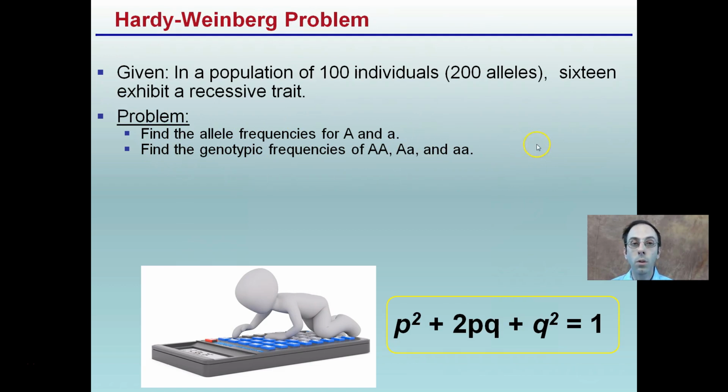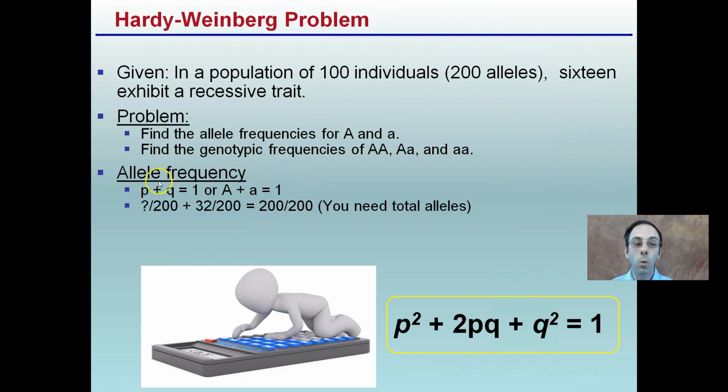In this video, I'm going to go through this stepwise process to help you gain some experience. So the allele frequencies we want to calculate first. How are we going to go about doing that? Well, p plus q equals 1, and since p equals big A and q equals little a, then we can simply say big A plus little a will equal 1. So the question is, something out of 200 plus 32 out of 200 will equal 200 out of 200. You need to work with the total alleles.